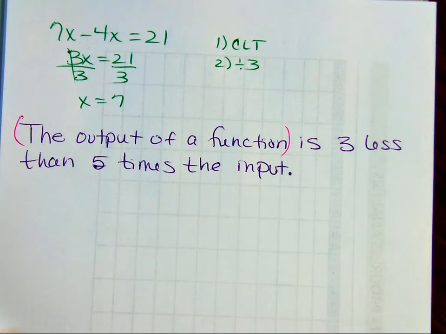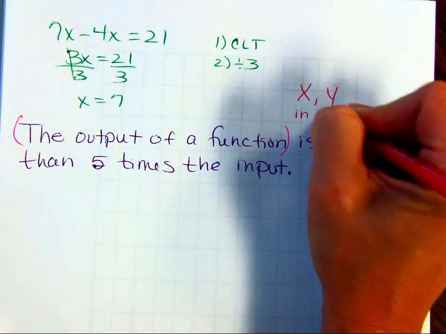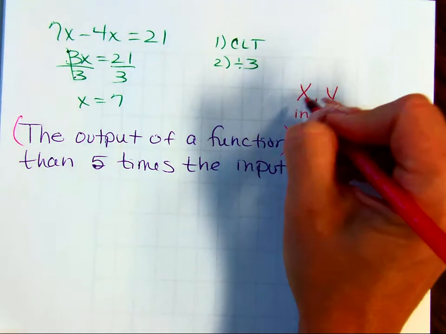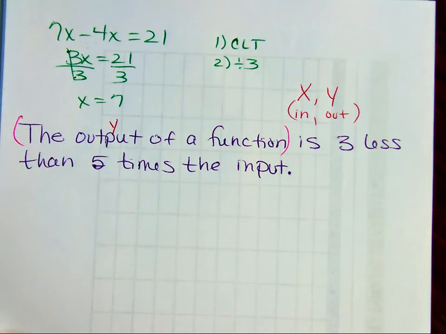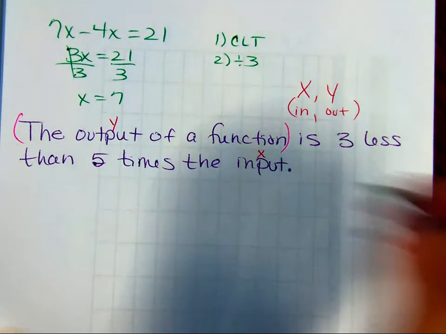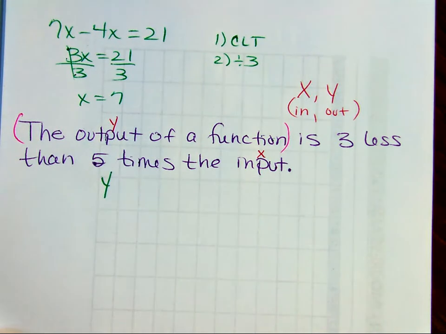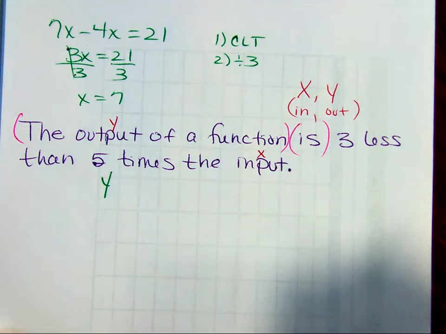So first of all, I have to remember what is the output of the function, the x or the y. So think alphabetical order. X comes before y. Input comes before output. So it's input, comma, output, which means the output would be your y and the input is going to be your x. So this tells me, the output of a function, I'm going to write y. What does "is" tell me to write?